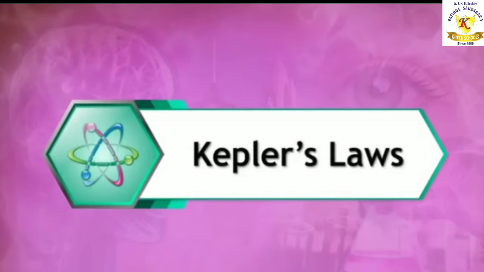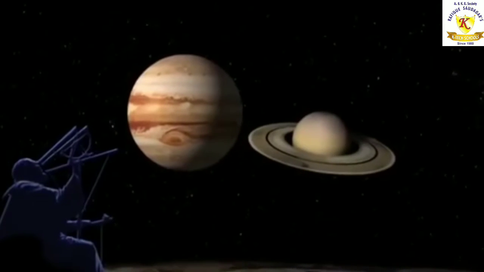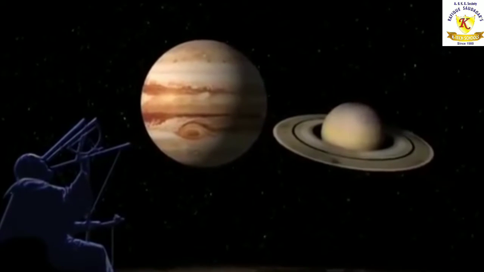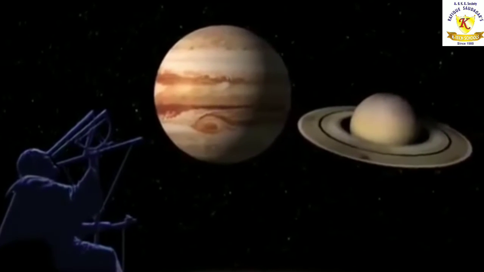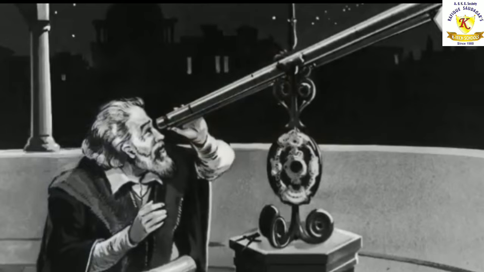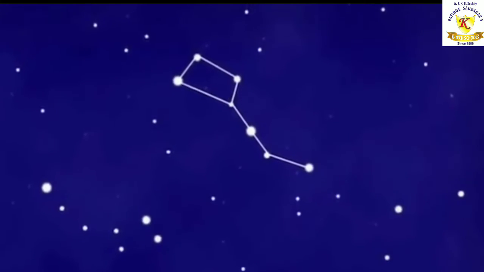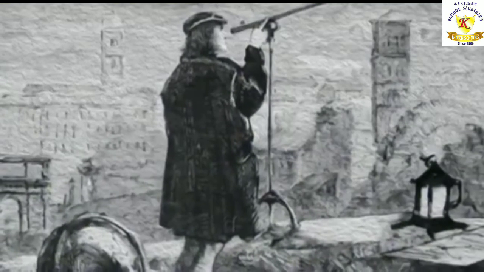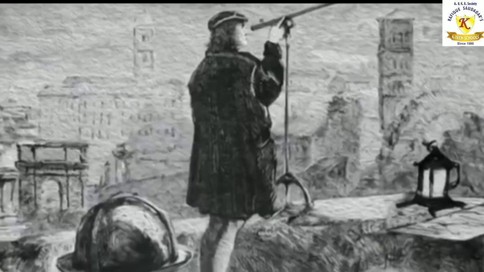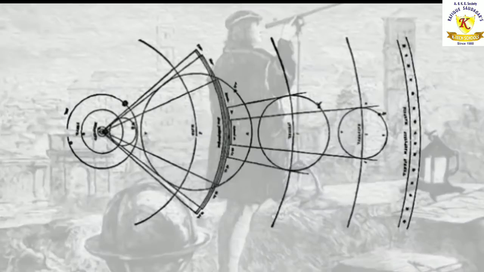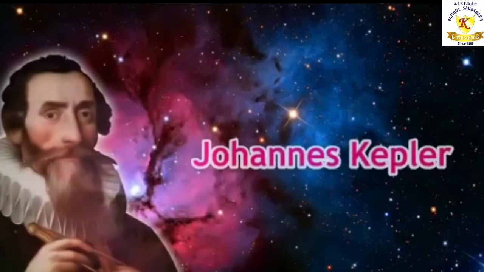Now children, we will learn Kepler's laws. Planetary motion had been observed by astronomers since ancient times. Before Galileo, all observations of the planets' positions were made with the naked eye. By the 16th century, a lot of data were available about planetary positions and motions.